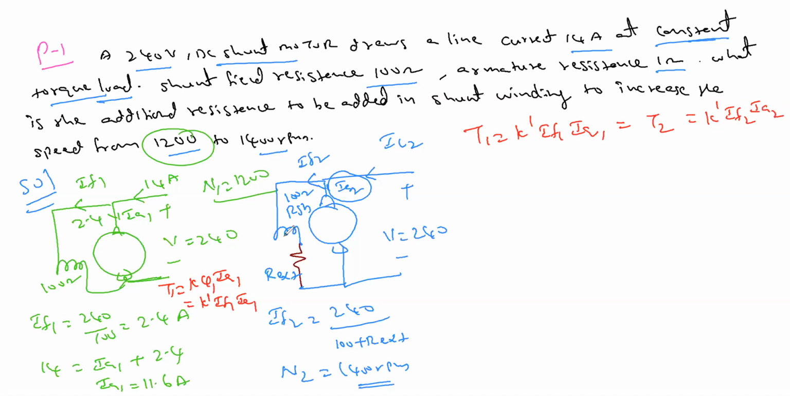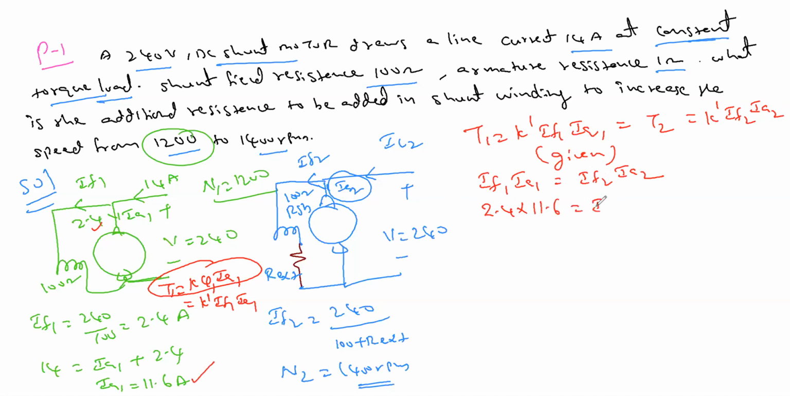Torque equal to K phi IA. From here, this is the given point. In fact, it is given by keeping constant torque. So IF1 IA1, IF2 IA2. The value of IF1 is 2.4, the value of IA1 is 11.6. These two values I don't know, IF2 and IA2. So you make this as equation 1.